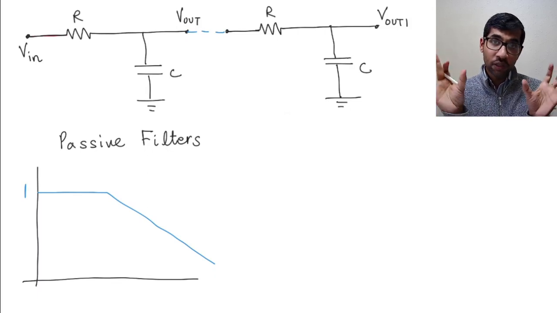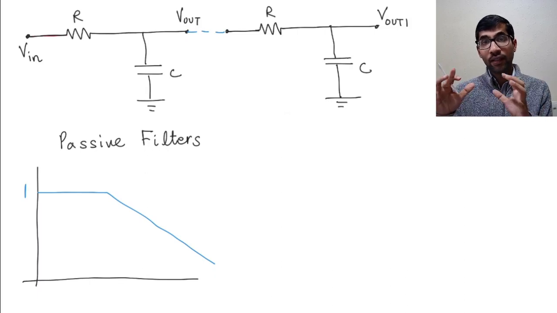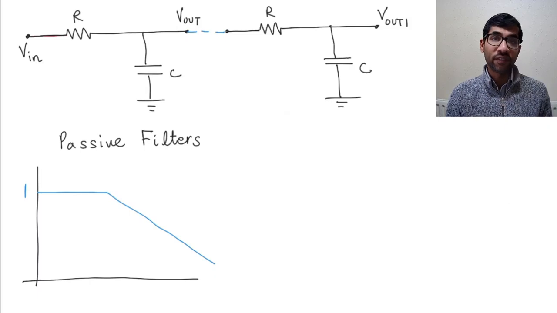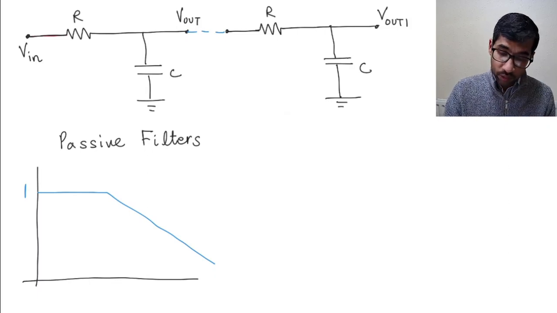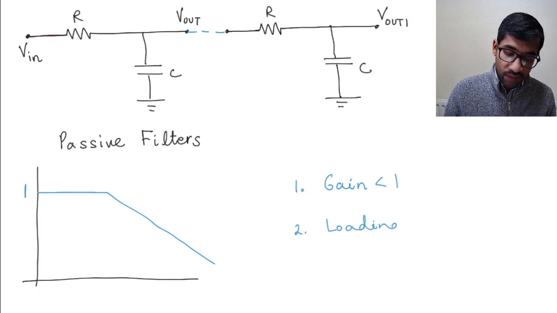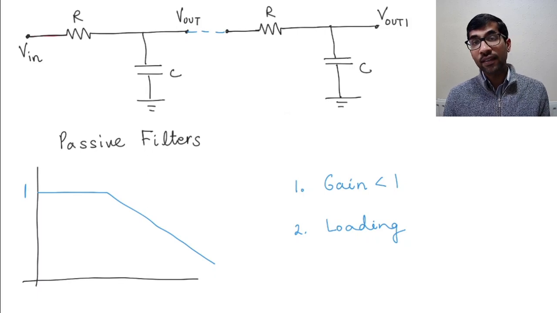When you put cascade filters, or you put filters one after another, the later filters load the filters that go before them. So what are the two disadvantages? Just in summary: one, the gain is always less than 1, and second, there is loading. And we'll see how we are going to make filters using op amps that take away these disadvantages.